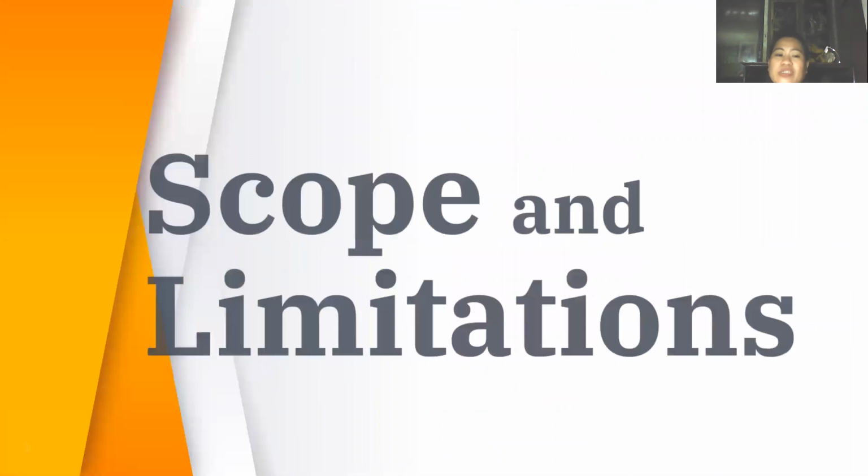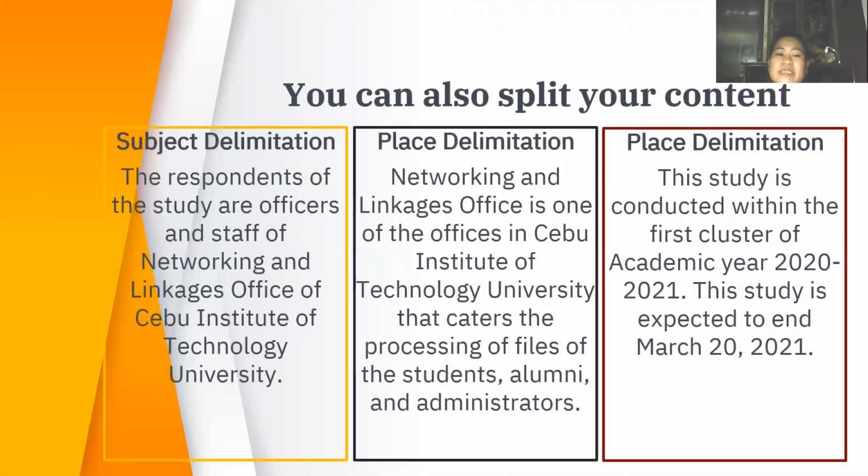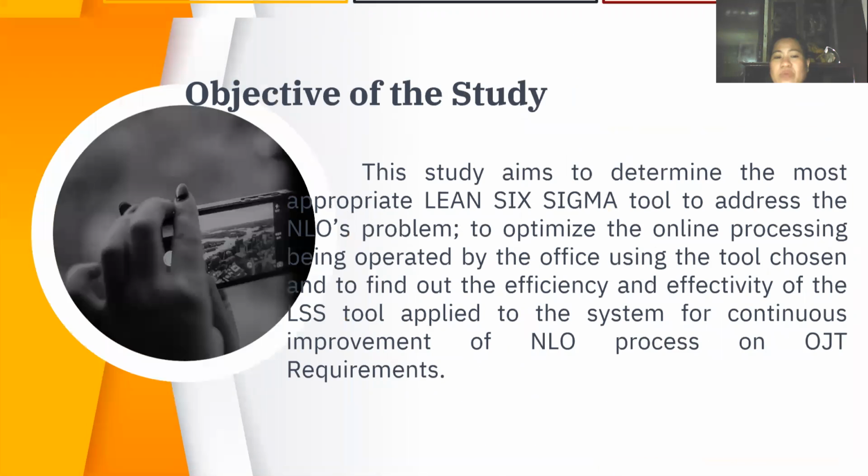Scope and limitation. Subject delimitation: the respondent of the study is the officer in charge of the Networking and Linkages Office. Place delimitation: Networking and Linkages Office. This study was conducted within the first-class cluster of academic year 2020-2021 and is expected to end in March 2021.